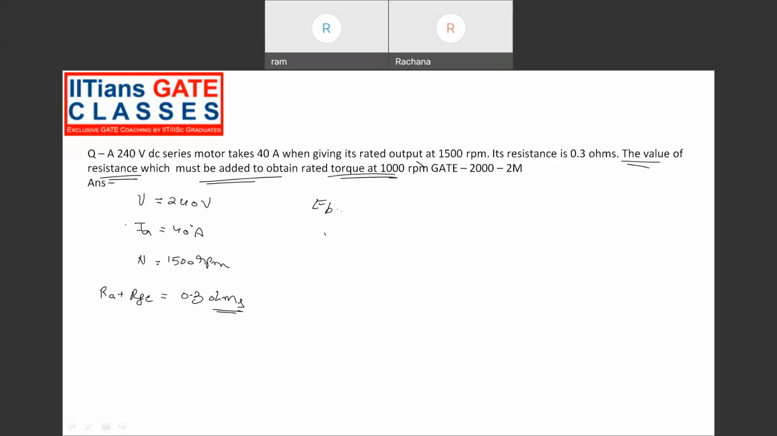The back EMF Eb1 is given by V minus Ia into Ra plus Rse. So V is 240 volts minus armature current Ia is 40, Ra plus Rse is 0.3. So that's 240 minus 12, that is equal to 228 volts.